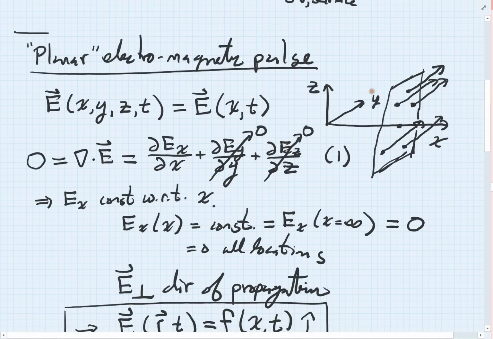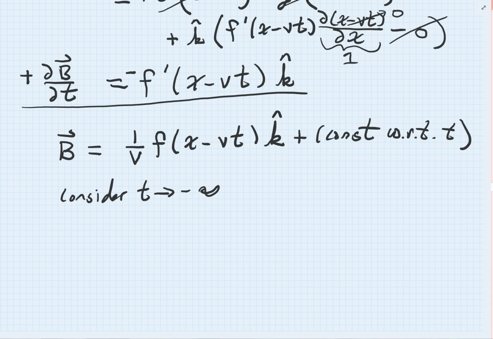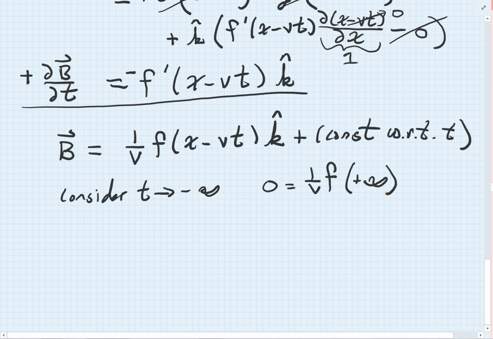Nothing's happened yet. Now, for the magnetic field to be 0 as time goes to minus infinity, what I would get is 0 for my magnetic field equals 1 over v times my function f, my pulse. And when I stick t equals minus infinity in here, I'm going to get f at some very large value, right? Because I've got a minus times a minus infinity. So f at plus infinity, plus then again my constant.